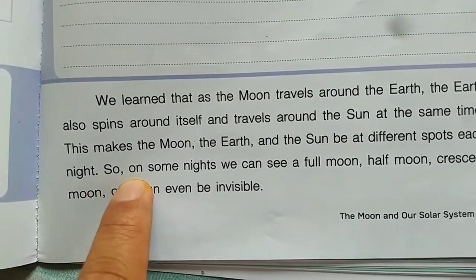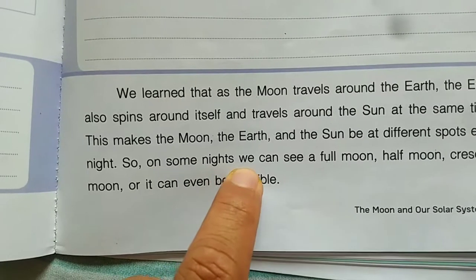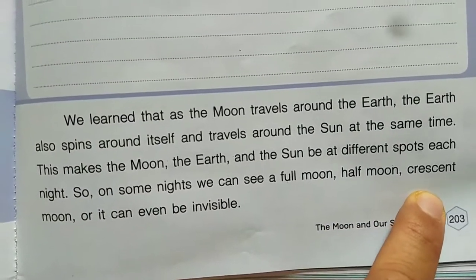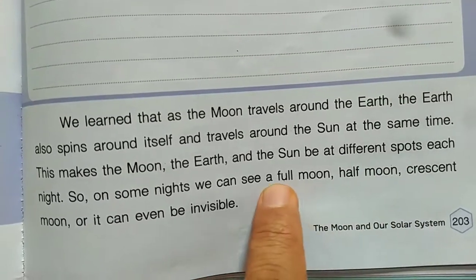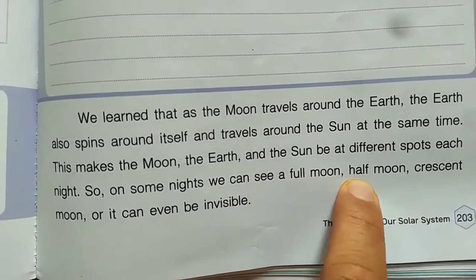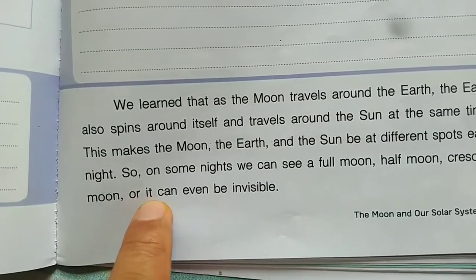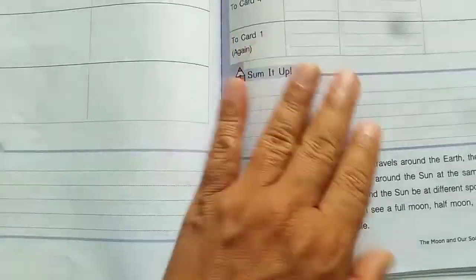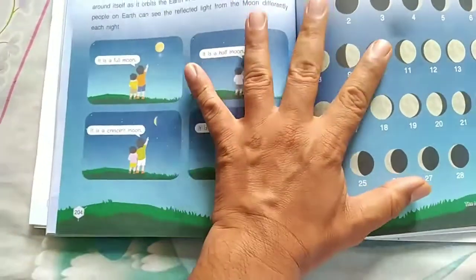It's night. So on some nights, we can see a full moon, half moon, crescent moon. Remember the 3 words here? Full, half, crescent moon. Or it can even be invisible. For you to be able to answer this, I want you to study these 2 pages.